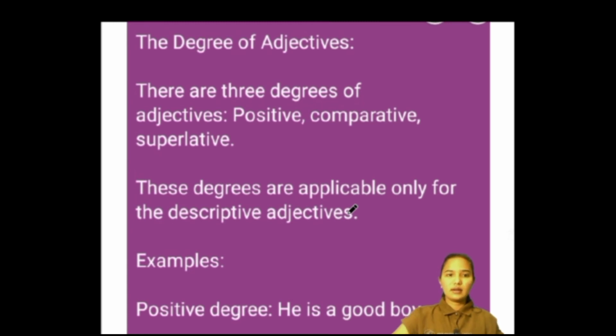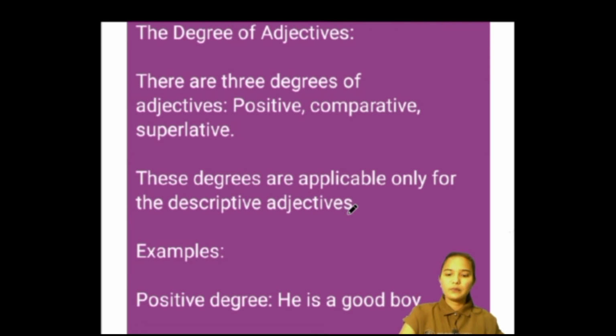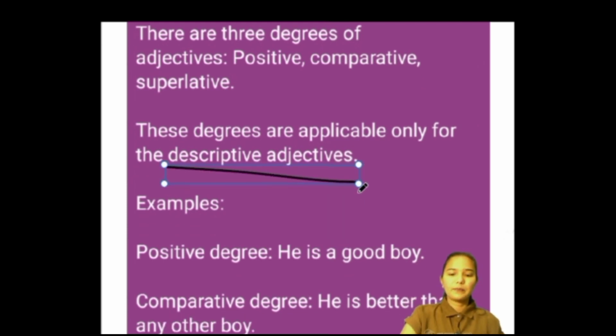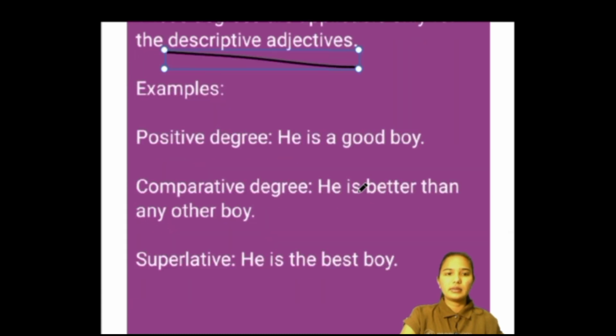Now here is the concept of degrees of adjectives. Okay, so there are 3 degrees of adjectives: positive, comparative and superlative. Now what are these 3? Let us see. These degrees are applicable only for the descriptive adjective. Means we will use all the degrees only with descriptive adjectives. Right. Now let us go through examples.